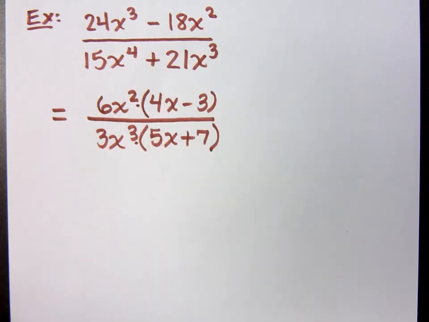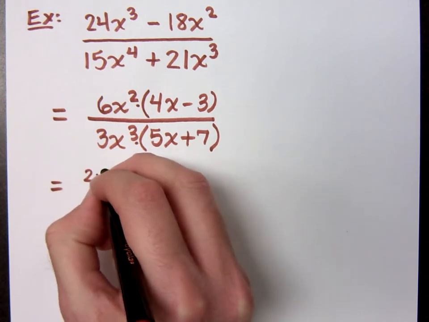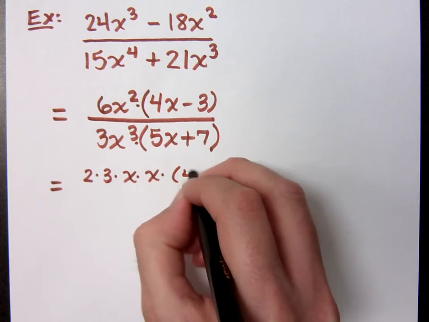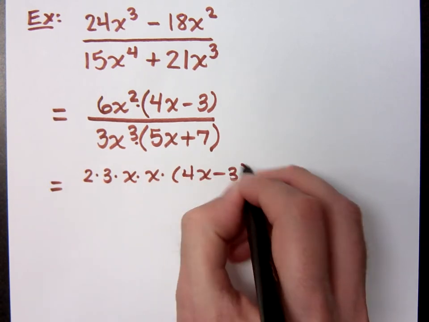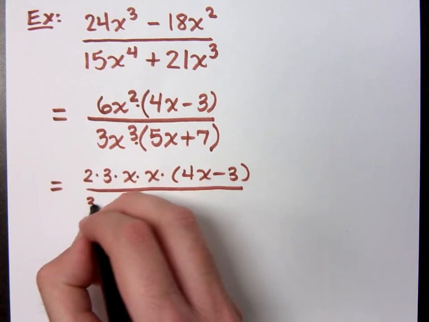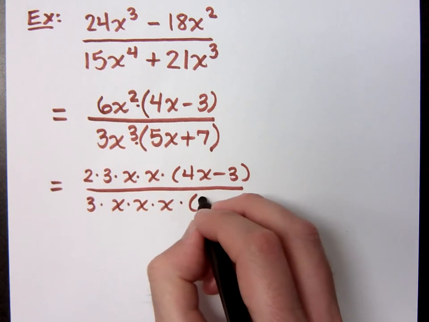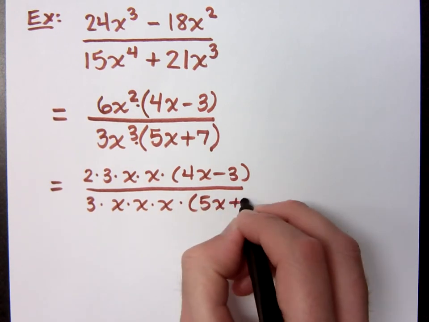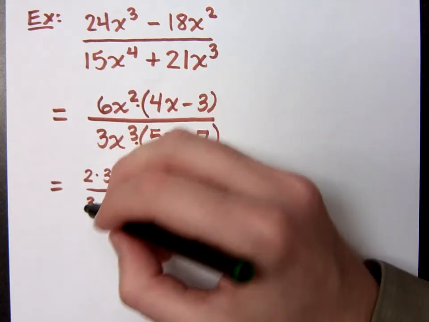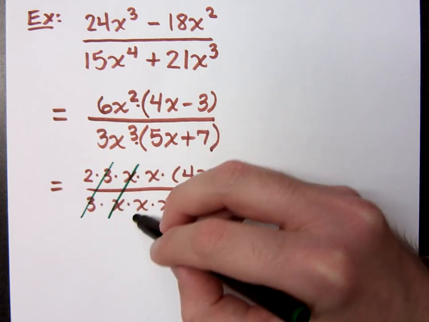Now, to help you see that, I'm going to write out the factors here. 6 is 2 times 3, and you have 2 factors of x. And in your denominator, you have just a factor of 3, but then you have 3 factors of x. So you can see that when I start canceling things out, the pair of 3's will cancel, a pair of x's, and another pair of x's.